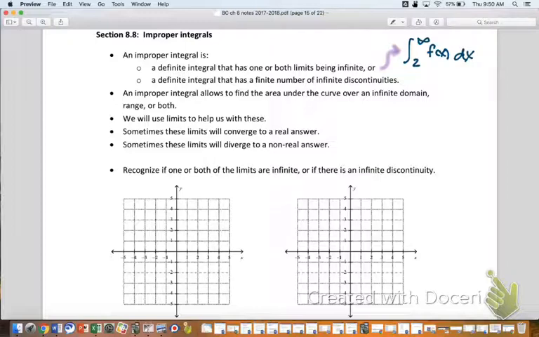Or if you have a definite integral that has a finite number of infinite discontinuities, something like this. What if I had the integral from 1 to 5 and the integrand was 1 over x minus 2 dx? You see how that integrand, if we graphed it, would have an infinite discontinuity within that domain. What kind of a discontinuity would it have? 1 over x minus 2. Isn't that a vertical asymptote at 2? Not a hole, because there's nothing to cancel out there. That's a vertical asymptote there at 2.